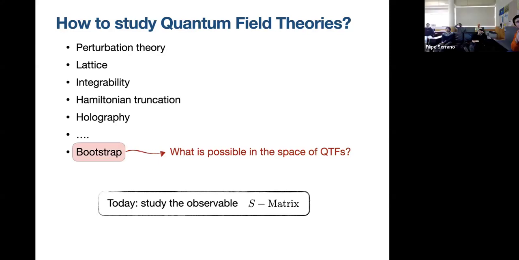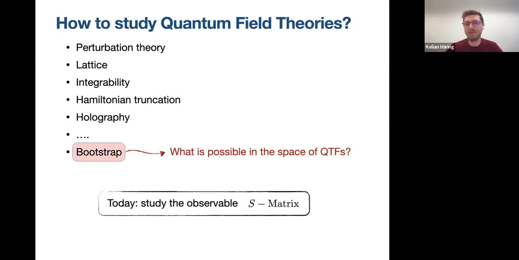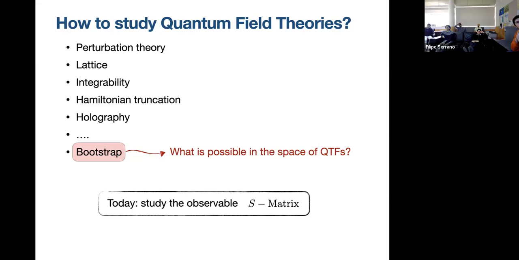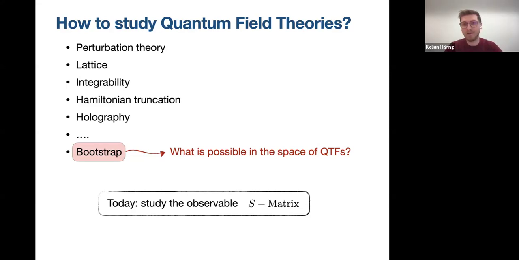In the bootstrap, we generally study what is possible in the space of quantum field theories. So we will not, in general, choose one specific quantum field theory, but look at the space of quantum field theories. And how do we do that? We study observables, and particularly we study the S matrix, because we will be interested in the quantum field theories with a mass gap and that appear in the real world.